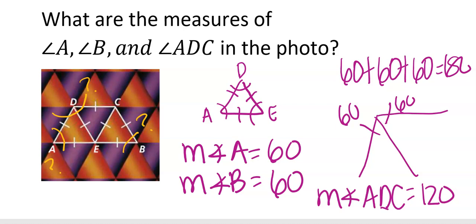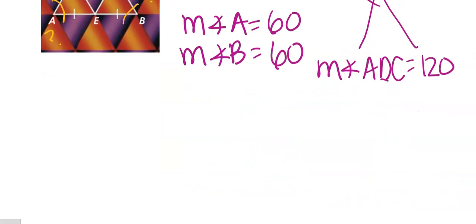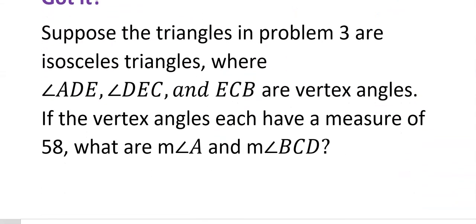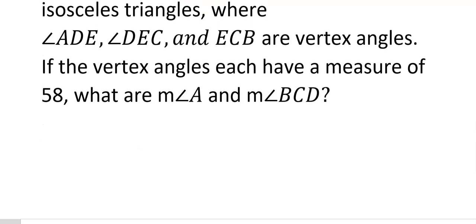We're going to do one more, and then I'm going to have you do a couple of questions on the top of your paper. Okay, suppose the triangles in problem 3 are isosceles triangles instead. So I'm going to draw this picture.